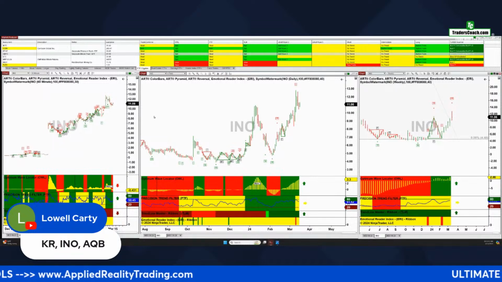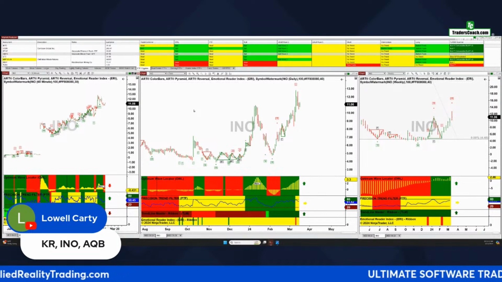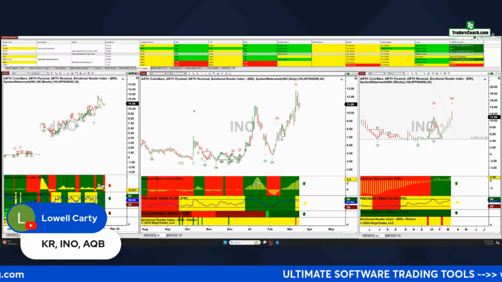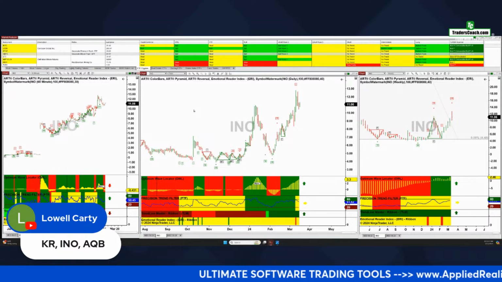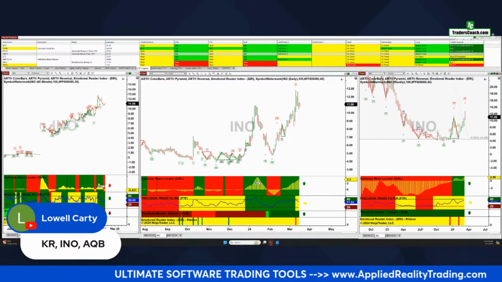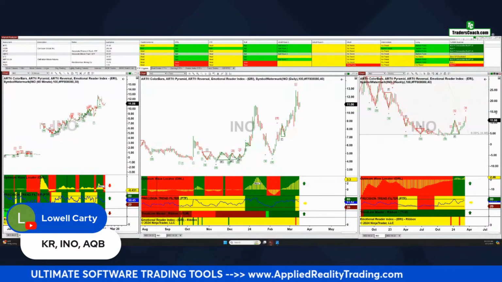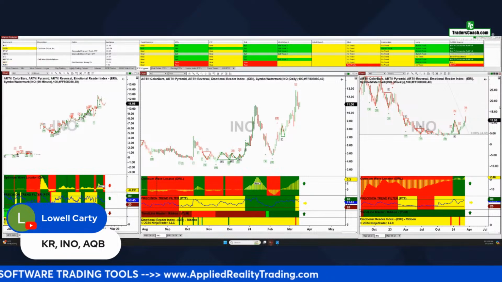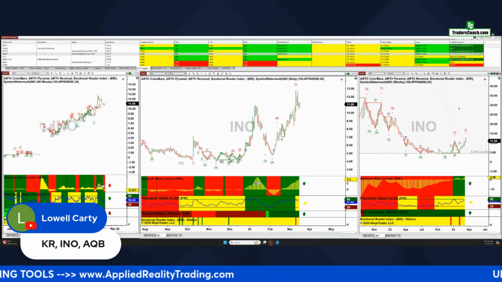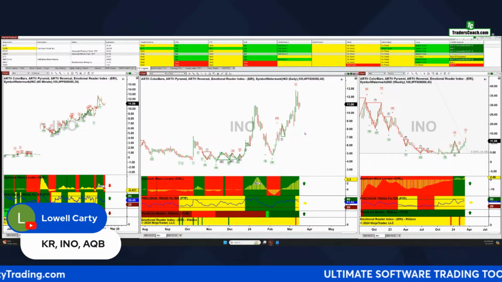I do think you could probably get a pullback. We've been running up for the last 20 days straight up. But in terms of a long-term play, it's at its infancy. In terms of a short-term play, it's a little too far advanced, so you've got to keep that in mind. You might want to wait for a pullback if it's a shorter-term play. All right, so that's INO.